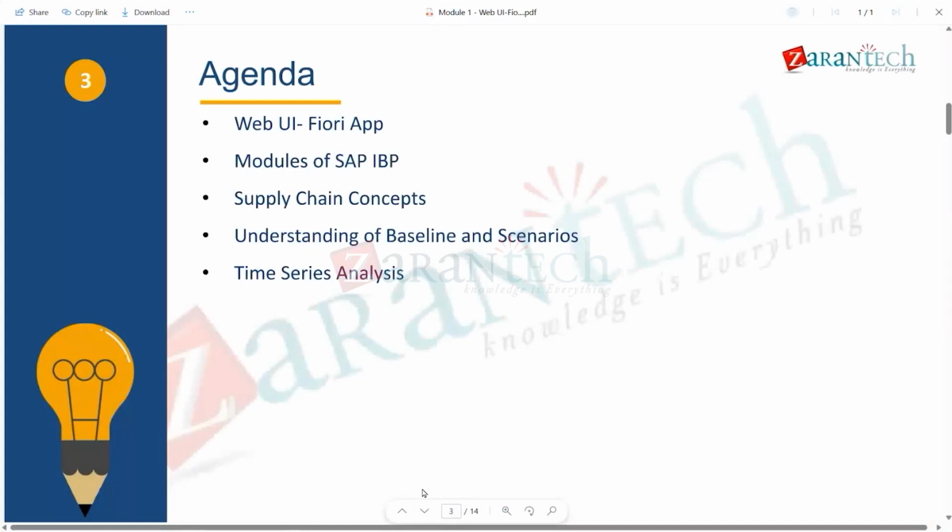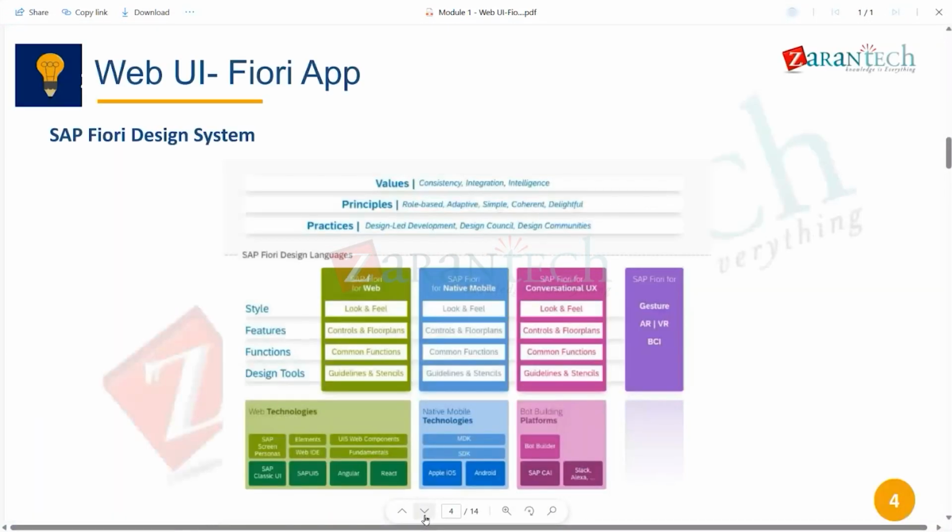In this particular module, it's a relatively short presentation, and we cover the web user interface Fiori app, for which the lab document is already part of the LMS. We have modules of SAP IBP. Now, from the theory part, we are moving on to the practical part, wherein we'll do hands-on with the supply chain concepts, understanding of baseline and scenarios, that is scenario building in IBP, and time series analysis. Time series analysis is nothing but the planning analysis to identify the forecast and the planning horizon.